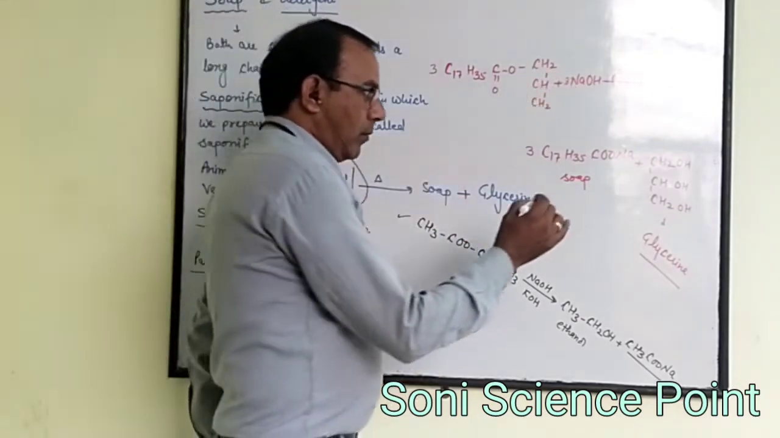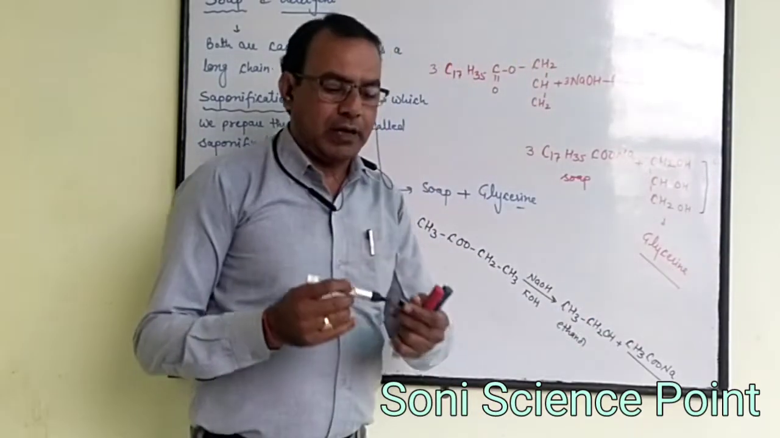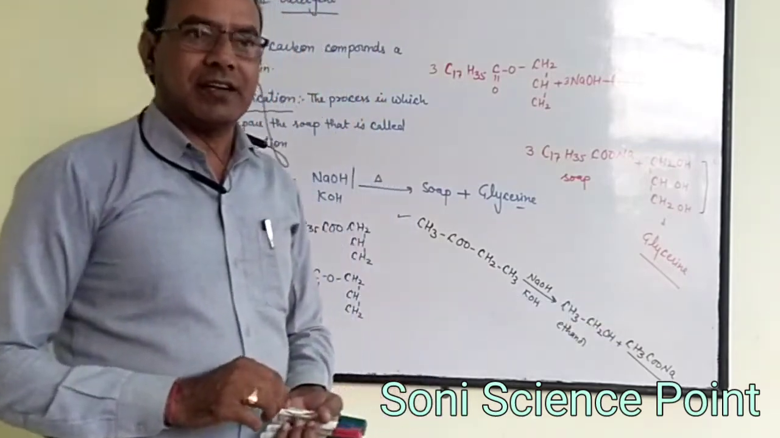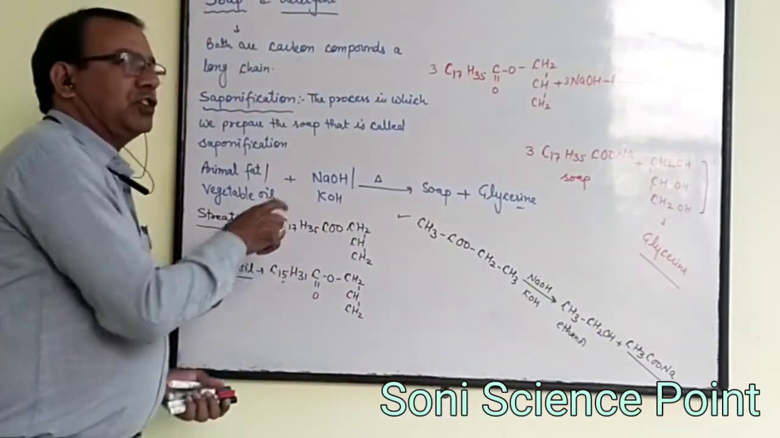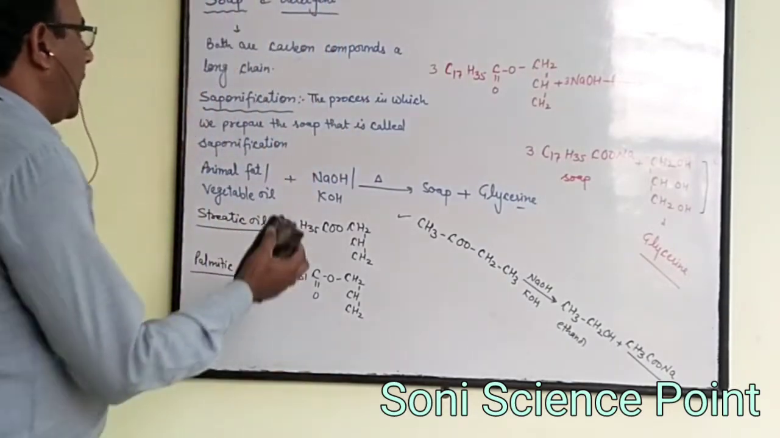But one main important question is, name the byproduct which is produced while we prepare soap. That byproduct is known as glycerine. This is the formation of soap. In a simple way, we can prepare soap at home.